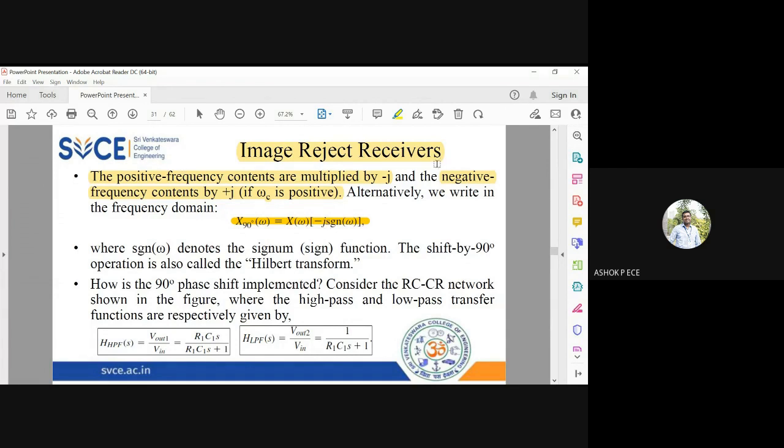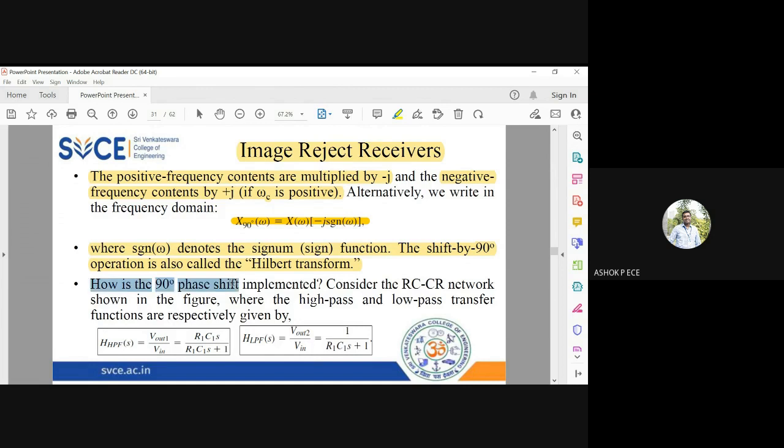Positive values will be multiplied by a positive constant, negative by a negative constant. But here it is reversed: positive multiplied by minus j, negative multiplied by plus j. So I'm writing it as minus j into signum function of omega. So I'm doing everything in the frequency domain. So sgn(omega) indicates a signum function, and the shifting by 90-degree operation is equivalent to multiplying by minus j into the signum function.